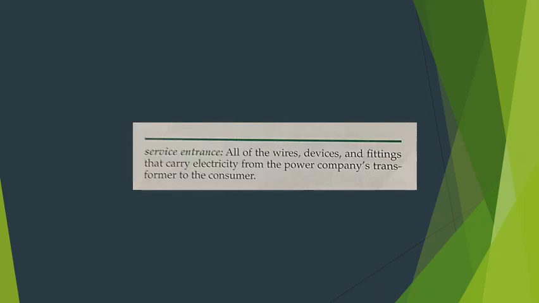To begin, the service entrance includes all the wires, devices, and fittings that carry electricity from the power company's transformer to the consumer. All electrical energy supplied to the power consuming devices in the building must first pass through the service entrance equipment. The service components protect, meter, and distribute the power to the branch circuits.